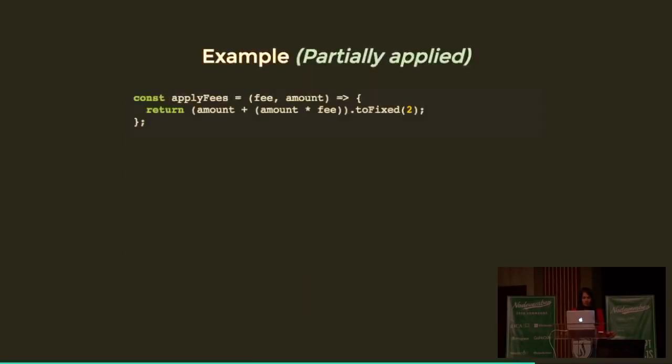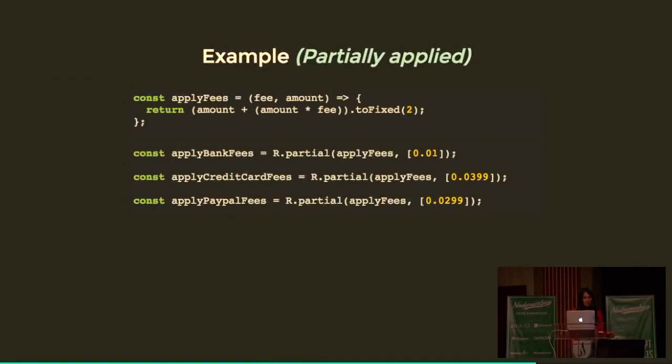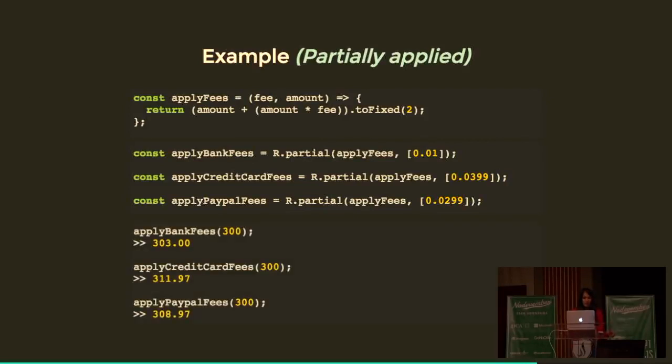But if we were to use partial application, I'm again using Lambda, I can partially apply the fee. So let's say I have different types of fees. Like at Coinbase, you have all different types of fees. And so I have one function that uses my apply fees function to create an apply bank fee function. And it uses the same function to create a credit card fee function, and uses the same function to create a PayPal fee function. And now I have these functions that are partially applied. And when I want to use them, I just pass in the amount. I don't have to worry about passing in the fee. I just pass in the amount, and I get the different amounts based on what my fee is.